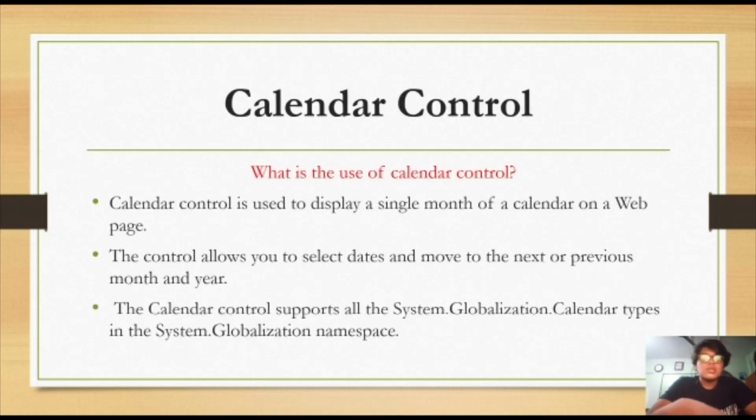The next slide is what is the use of calendar control. Calendar control is used to display a single month of a calendar on a web page. The control allows you to select dates and move to the next or the previous month and year. The calendar control supports all the system globalization calendar types in the System.Globalization namespace.